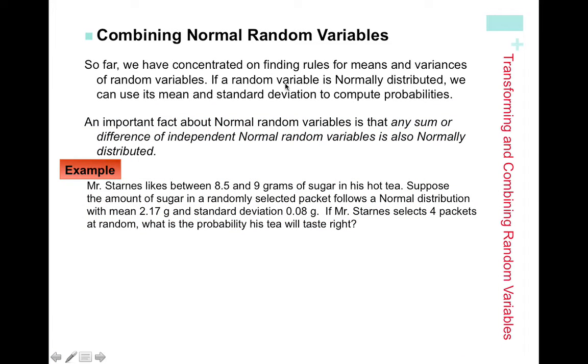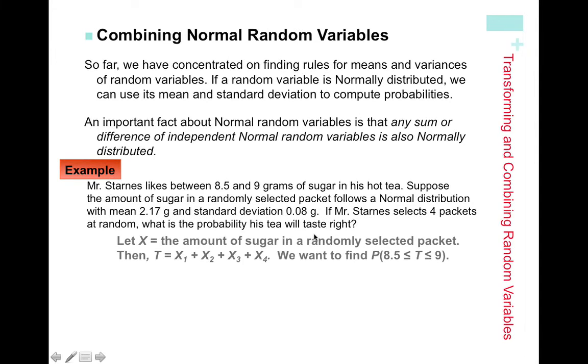Alright, so those were discrete ones. We can also combine normal random variables. Mr. Starnes likes between 8.5 and 9 grams of sugar in his hot tea. Suppose the amount of sugar in a randomly selected packet follows a normal distribution with a mean of 2.17 and a standard deviation of 0.08. If Mr. Starnes selects 4 packets at random, what's the probability his tea will taste right?